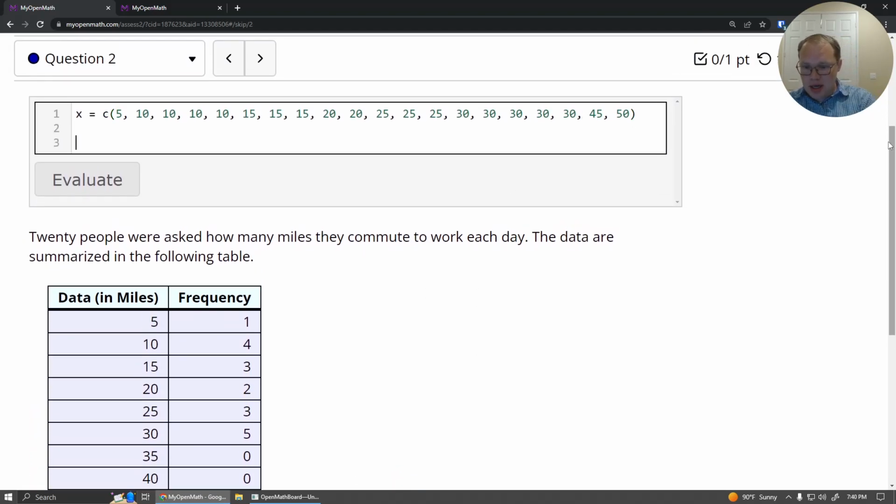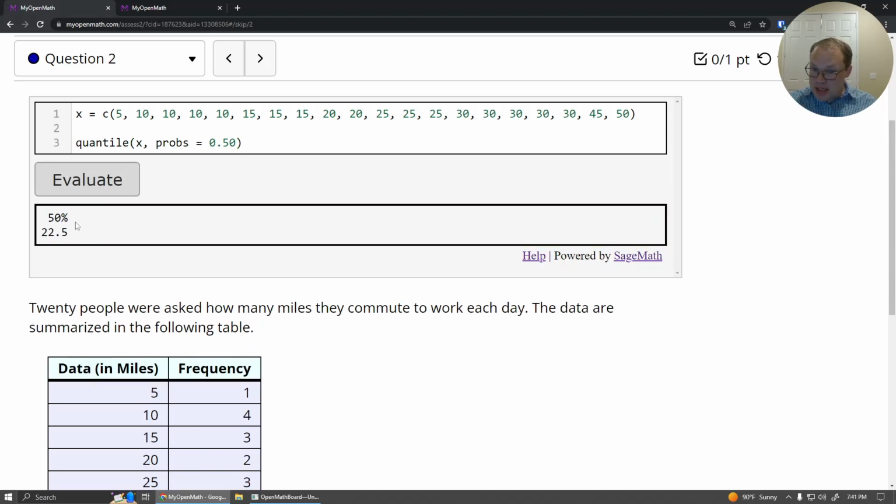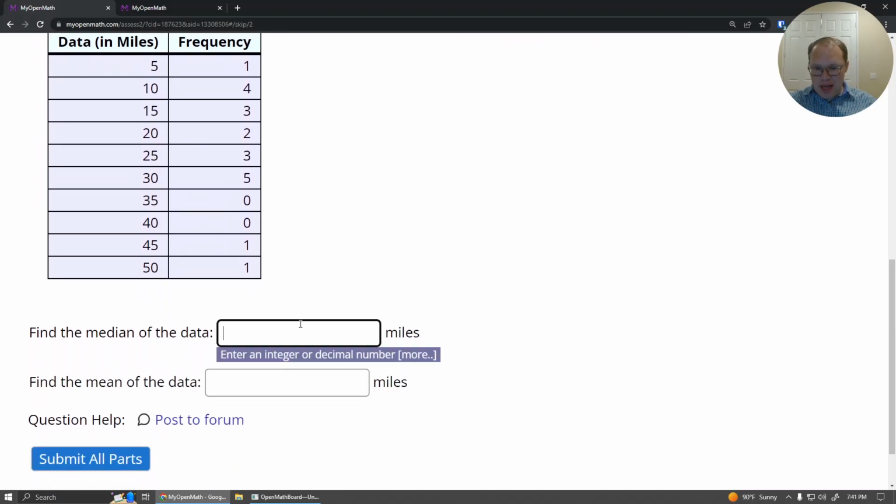So for the median, I just use the quantile function, telling it what list I'm interested in. And because the median is the 50th percentile, that probs argument is going to be 0.50. Evaluate, and I have my median. The 50th percentile is 22.5. That's the median. So I'm going to copy that and paste it in the answer box. That way I make sure I don't accidentally write anything incorrectly.